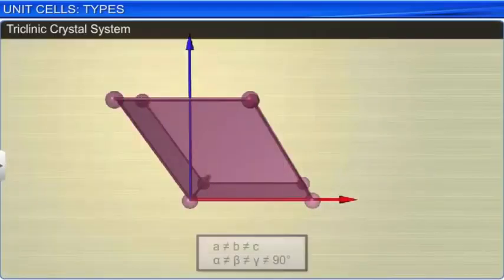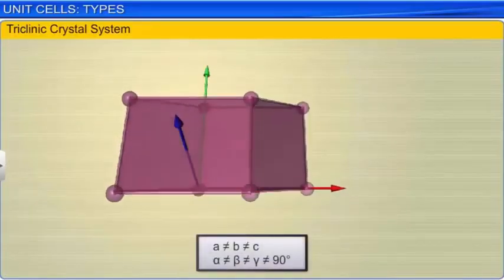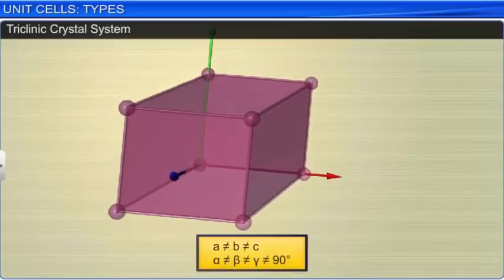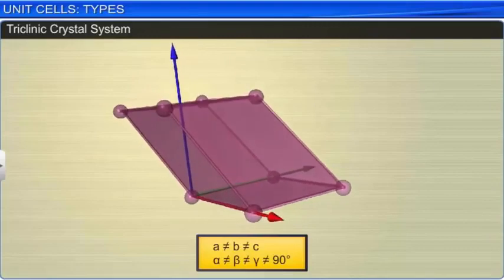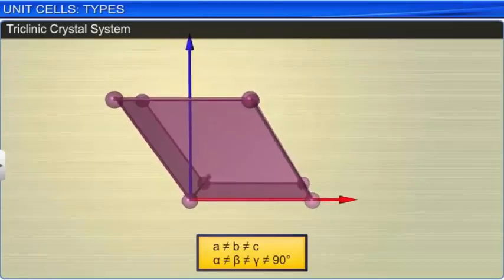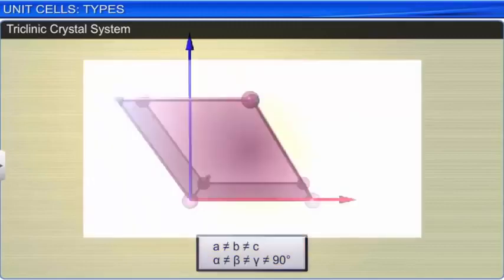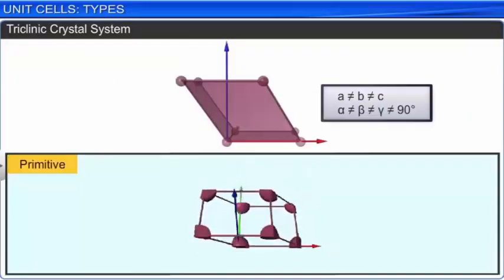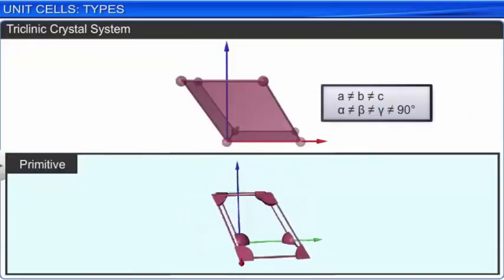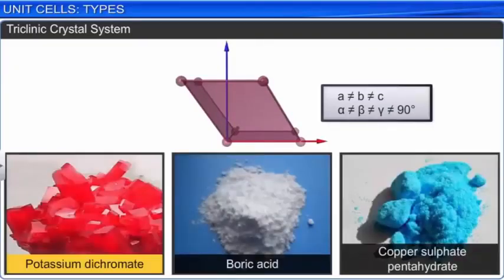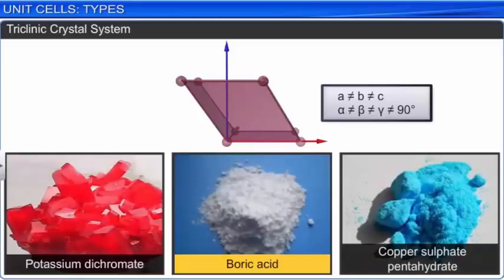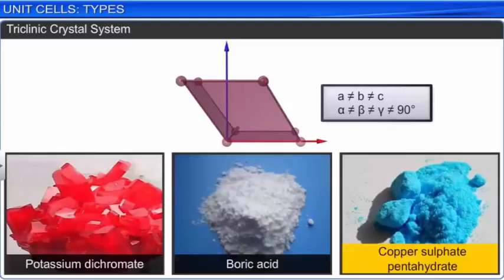In a triclinic crystal system, the three axes are of unequal length and all angles are different, and none is equal to 90 degrees. The only possible lattice is primitive. Potassium dichromate, boric acid, and copper sulfate pentahydrate are some examples.